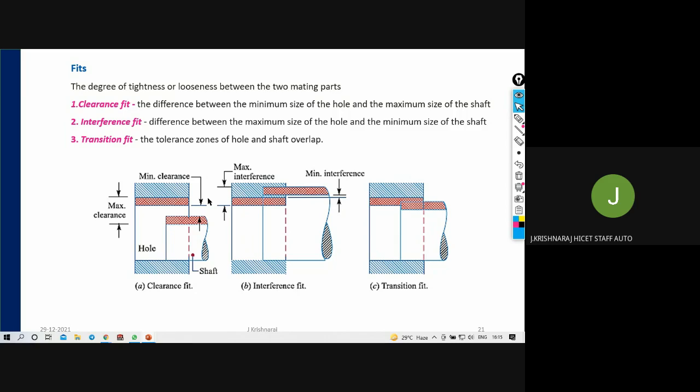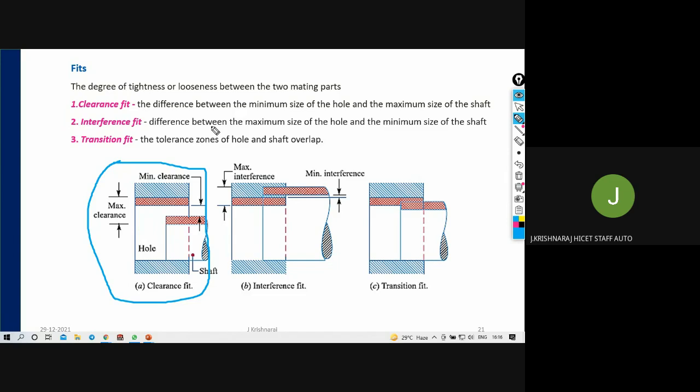The fits are classified into three types. The first one is a clearance fit, the second is an interference fit, and the third is a transition fit. The first one is a clearance fit. You can look at this diagram also, then you will be able to identify it. I'll give you the examples parallelly. On this clearance fit, when you have two mating components, don't look at the definition, as this will sometimes make confusion. When the clearance between the mating components is maximum, then it is called a clearance fit.